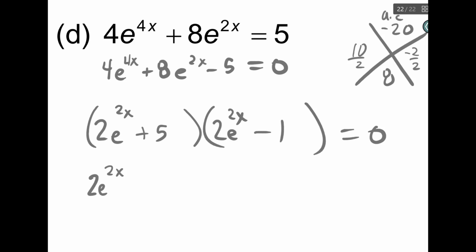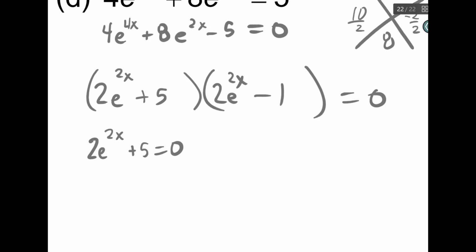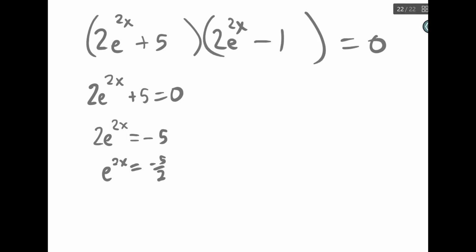2e to the 2x plus 5 equals 0. So 2e to the 2x equals -5. e to the 2x equals -5 over 2. That's not possible. My exponential function will never have a negative y value. Think about what the graph of an exponential looks like. It's like this. We don't have any values that are negative below. Okay, let's take the next one.